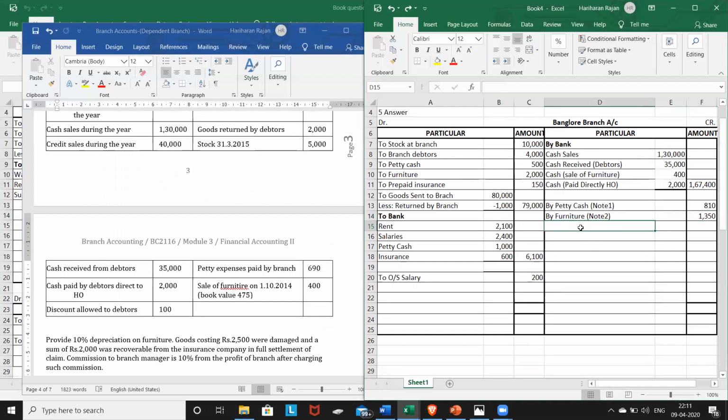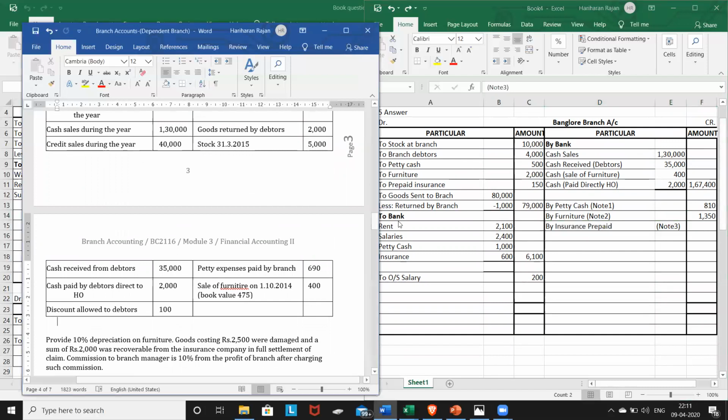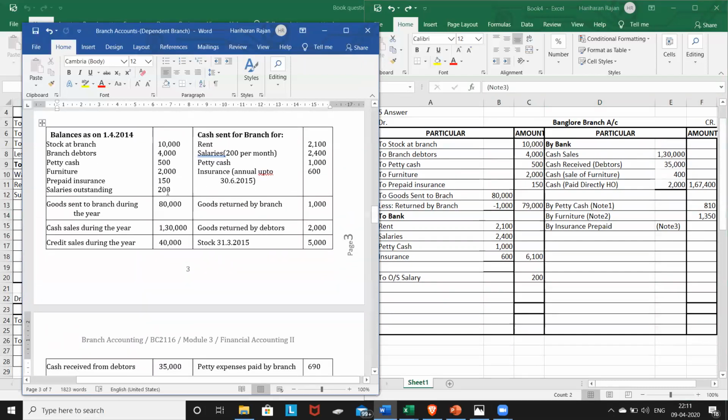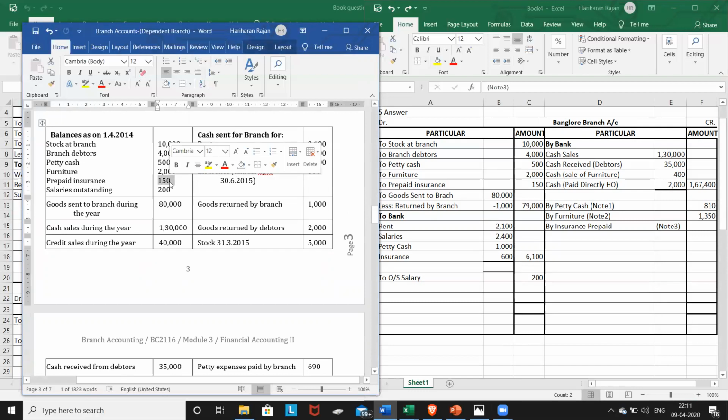1350. Prepaid insurance is 150 plus 600. If you remember, we have just discussed. So this 150 plus 600. So let us understand what you mean by this. So 150 was the opening balance. 600 was paid during the year. So if it is paid during the year for 1 year, so it is already paid here. There is a prepaid insurance which is already there for 150.